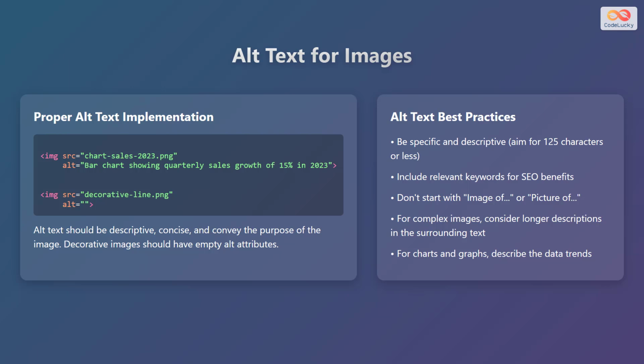Be specific and descriptive, aiming for 125 characters or less. Include relevant keywords for SEO benefits. Do not start with "image of" or "picture of." For complex images, consider longer descriptions in the surrounding text, and for charts and graphs, describe the data trends.